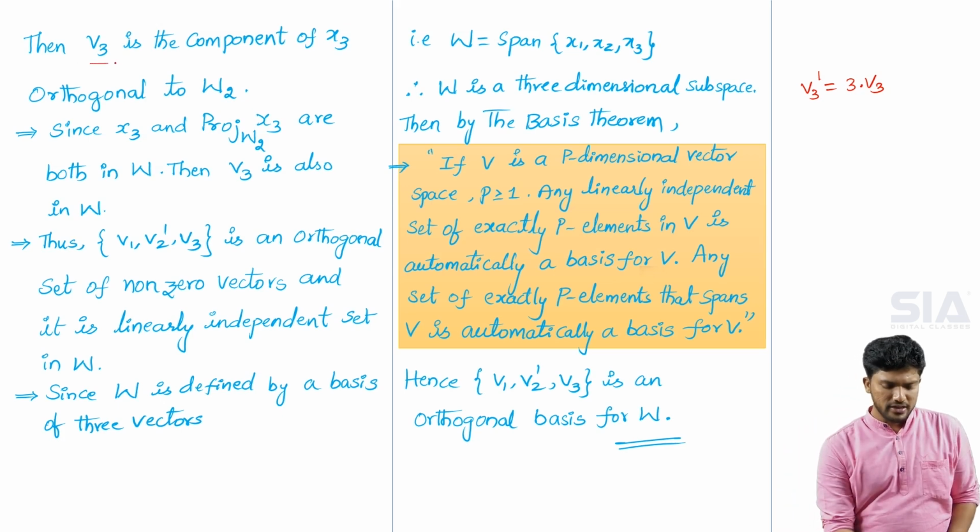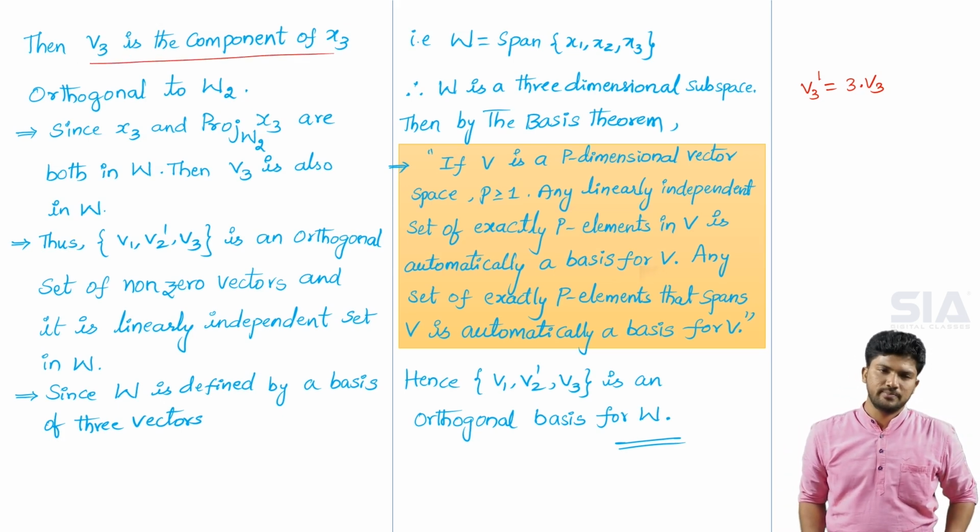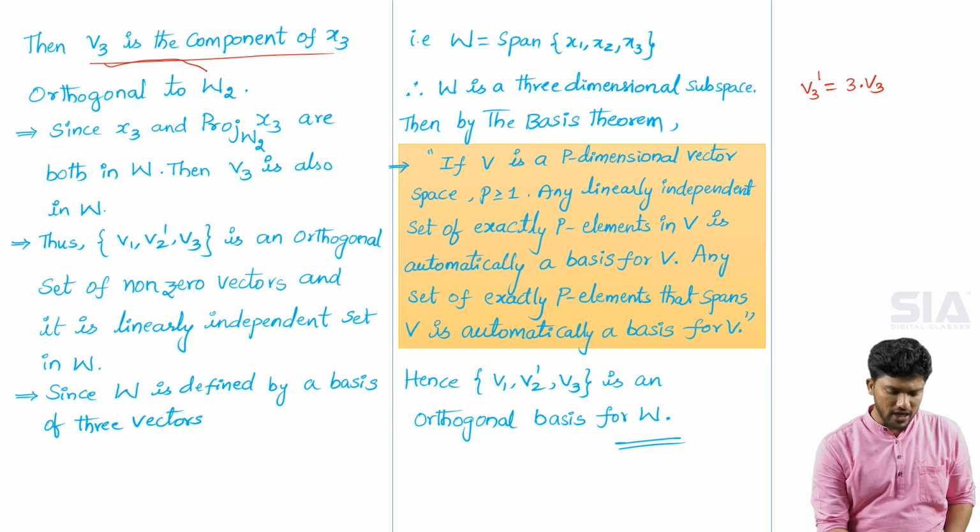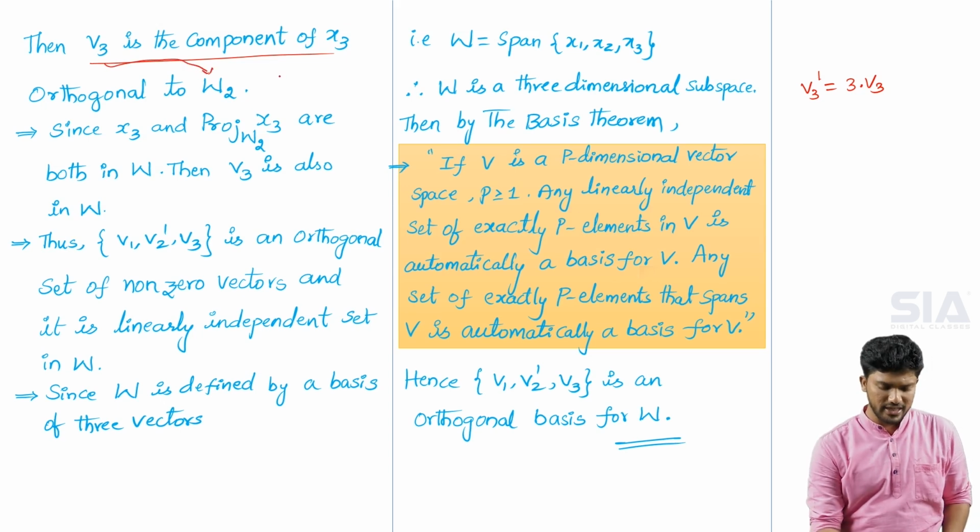So then v3 dash is the component of x3, and that v3 is orthogonal to W2. v3 is orthogonal to W2 అంటాడు. W2 లో మనకి ఏమున్నాయి? v1, v2 dash ఉన్నాయి.